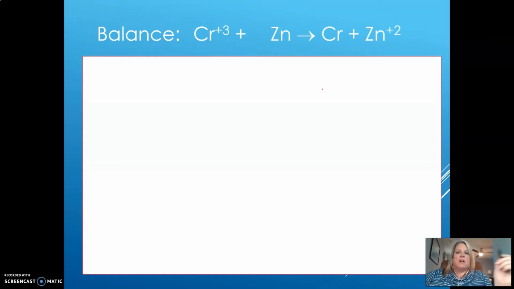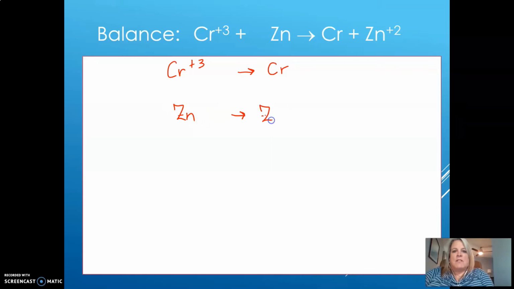Here we have our chromium plus 3 plus zinc yields chromium plus zinc plus 2. So we're going to write a half reaction. We're going to do that by writing the chromiums together. So we're going to do Cr plus 3. And then I like to leave some space in case I need to add the electrons. I like to put them after the element, but you could put them before, it's fine. And then we're also going to do that with the zinc. So here's our zinc, and then we put our arrow, and then we're going to have our zinc plus 2. All right, so those are our half reactions, step 1.